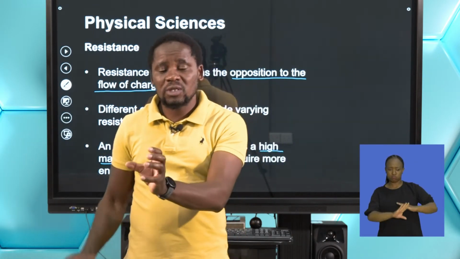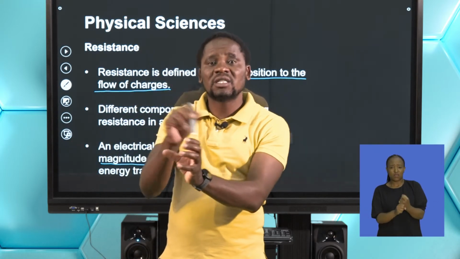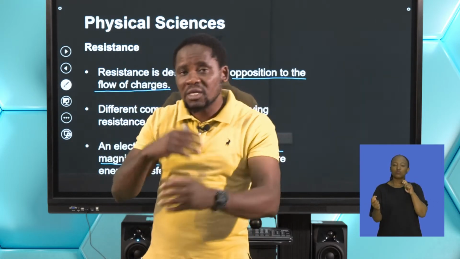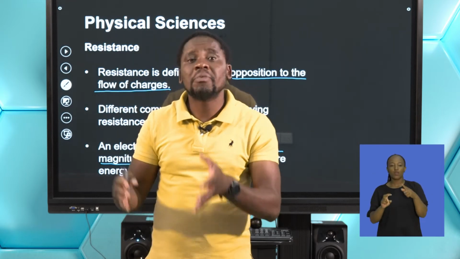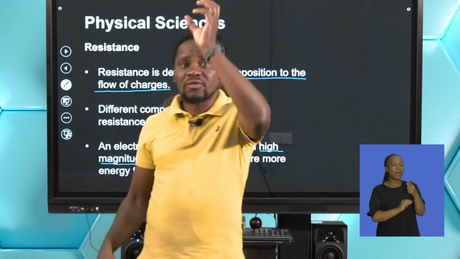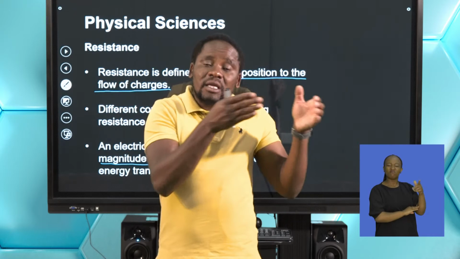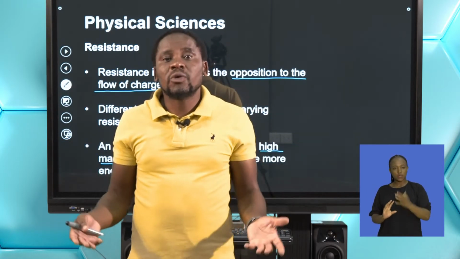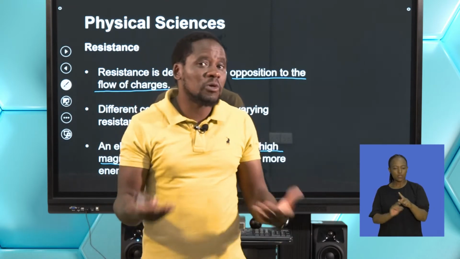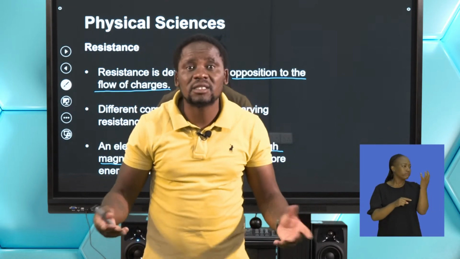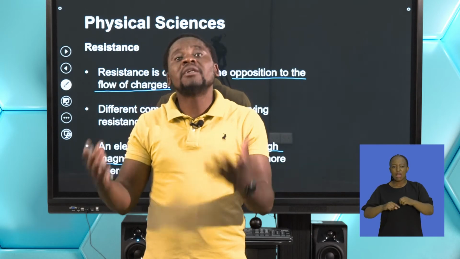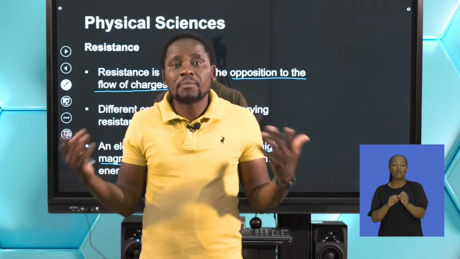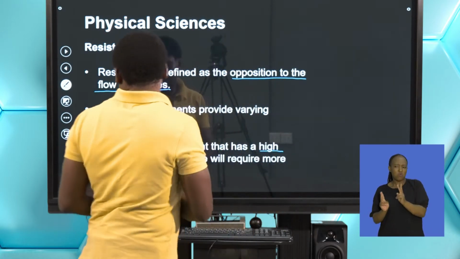Why? Because the amount of work that a heater does in terms of transforming electrical energy to heat is comparatively greater than that of the light bulb converting electrical energy into light. So that's what we mean when we say different electrical components, devices, and appliances offer varying magnitudes of resistance. This is what happens in real life.